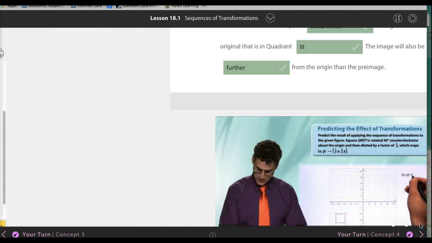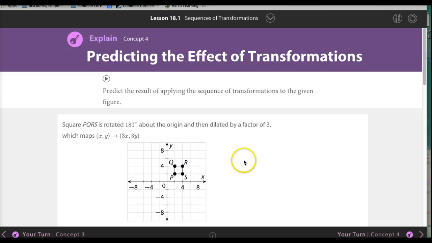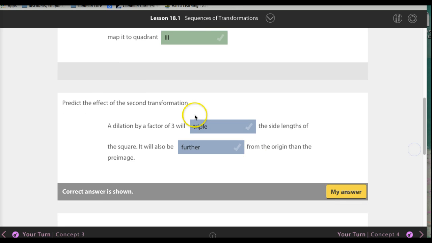And then in the very last section, what they make you do is they make you explain in words, okay? So what happens if you rotate the square PQRS 180 degrees and then dilate it by a factor of 3? Then you have to actually be able to explain in English. You got to say a dilation by a factor of 3 will triple the side lengths. It will also be further from the origin than the pre-image, okay?